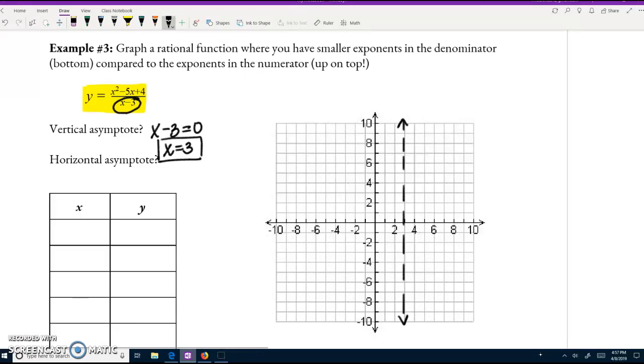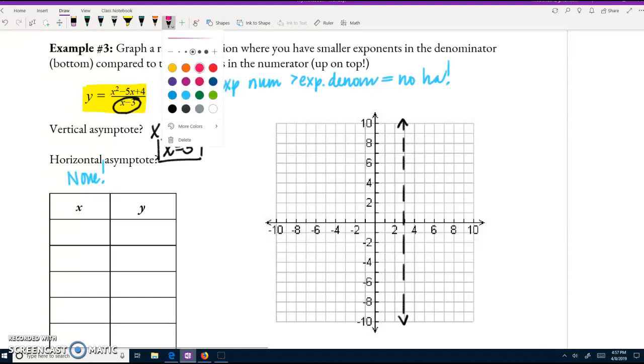Now, as far as my horizontal asymptotes go, this one is a little bit different. If I have exponents that are higher in the numerator, so up above, than they are in the denominator, I'm actually not going to have any horizontal asymptotes. So no horizontal asymptotes here, none here. So instead, I'm going to need to generate some additional points about x equals 3 to figure out what the shape of this graph is going to look like.